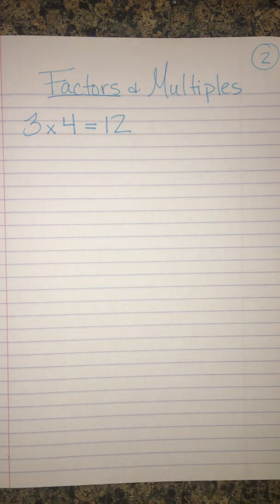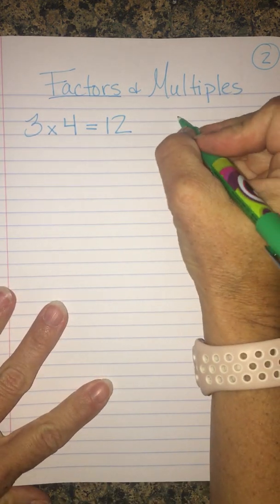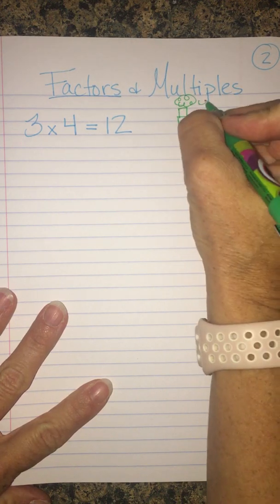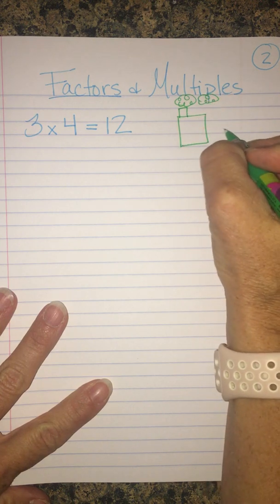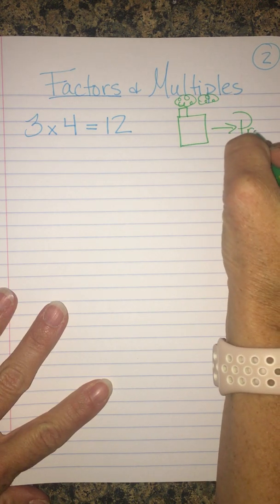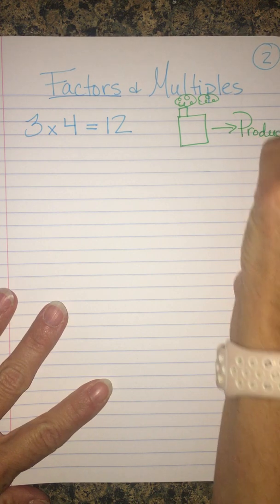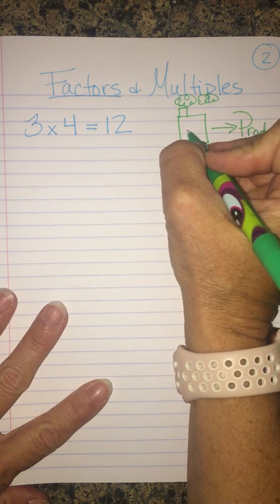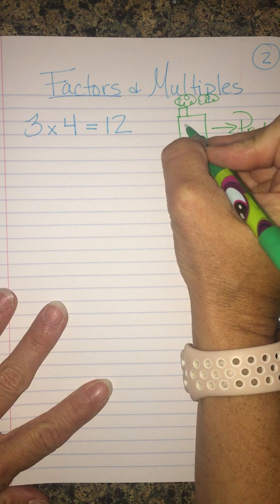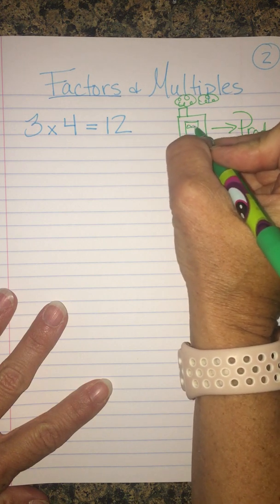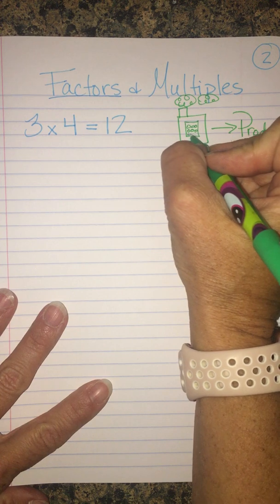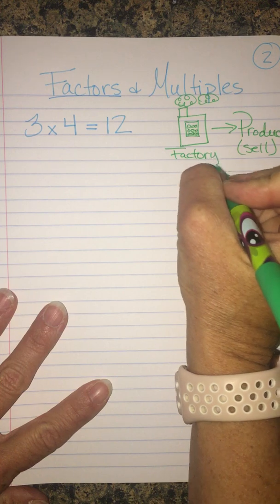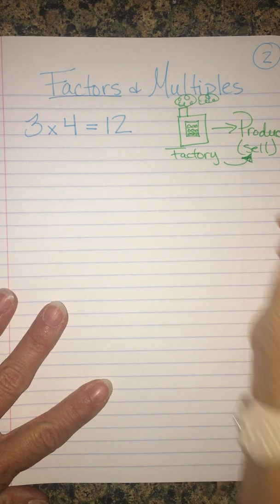Well, if you can remember what happens at a factory, it makes a product. And a product is another word for something they sell. So at the Apple factory, they make iPhones that you guys love to have, right? So if you think about it, the factory makes a product and that's what they sell.